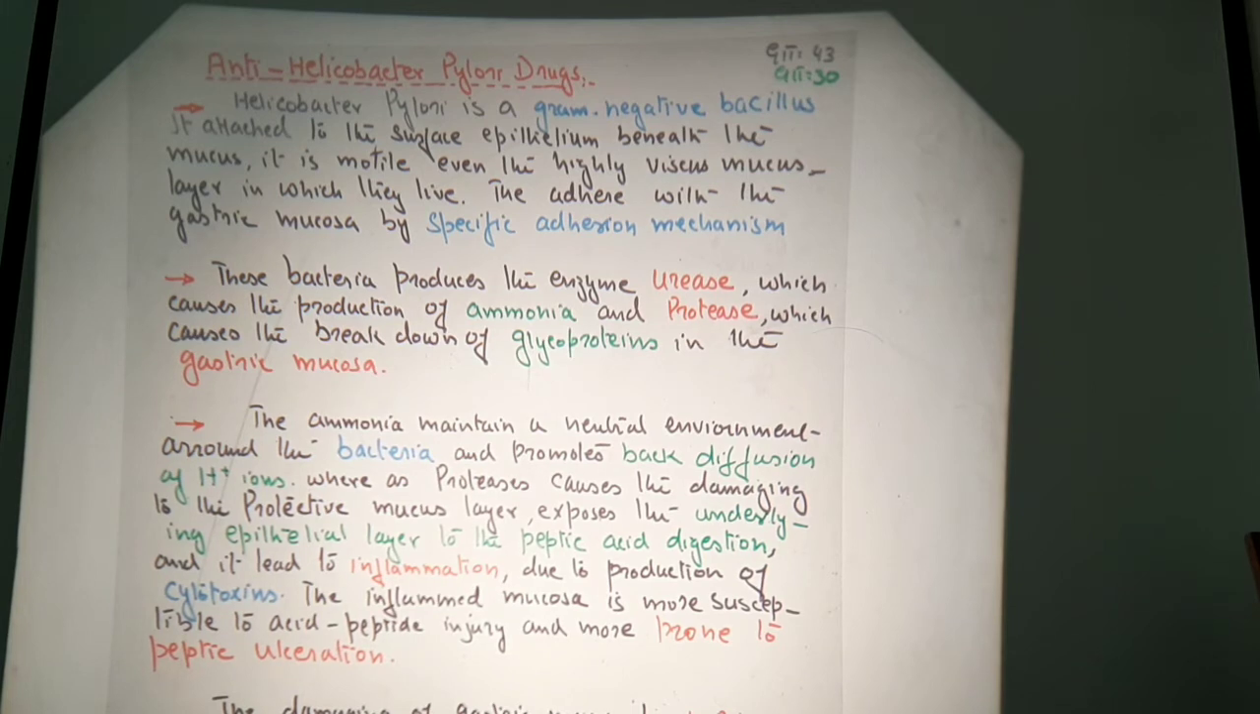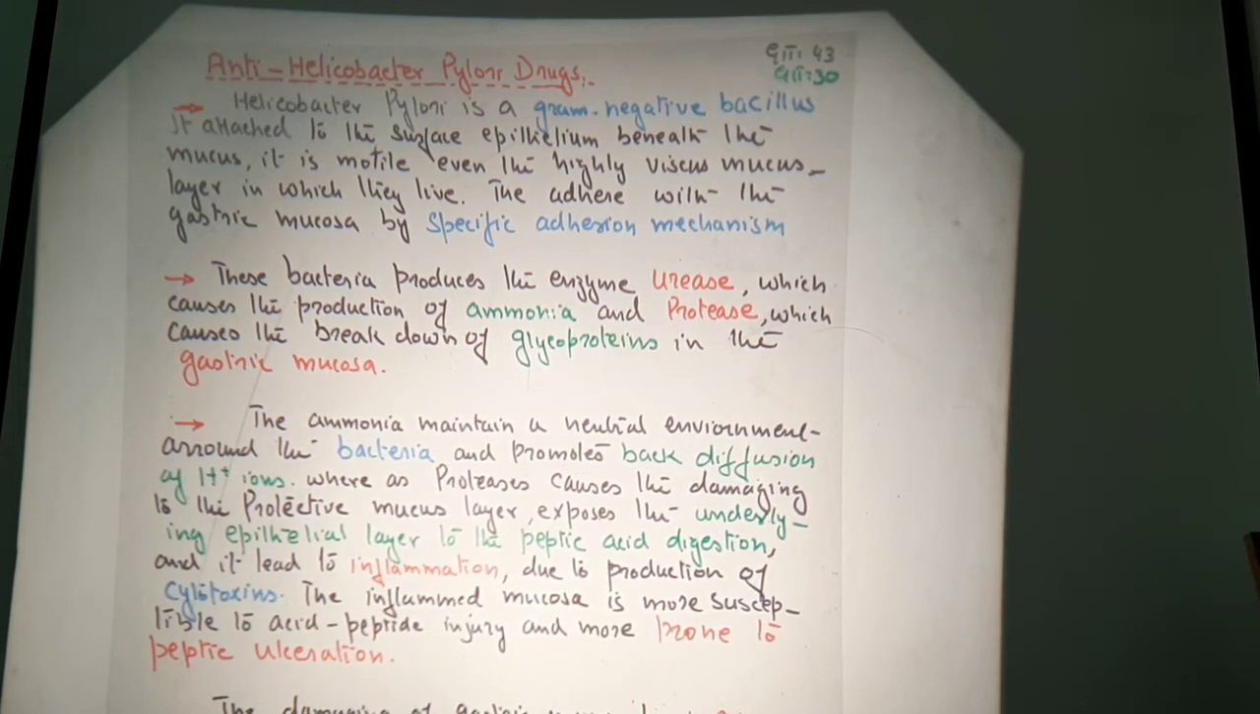Now the bacteria produces enzymes. What is the mechanism of this Helicobacter pylori? How does it cause ulceration? These bacteria produce the enzyme urease. You know that urease is the enzyme which converts urea into ammonia, which causes the production of ammonia, and protease.